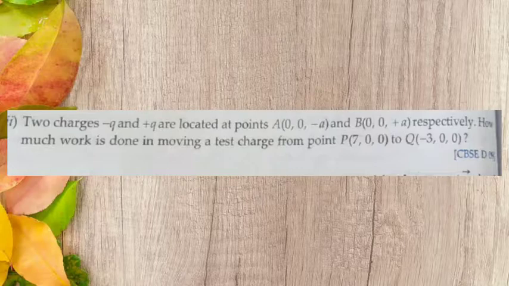Okay, so there are two charges, equal and opposite, kept at points minus a and plus a on the z-axis, and we need to calculate the work done to move a test charge from point P to Q, which lie on the x-axis, because the coordinates are given as 7 and minus 3, that is on the x-axis. Okay, write this question in your copy. Copy this question and then we are going to solve it.